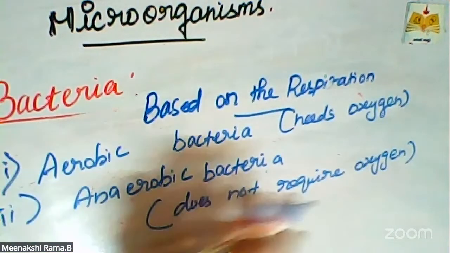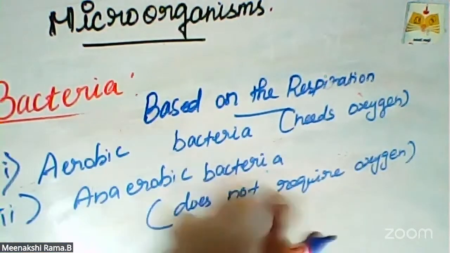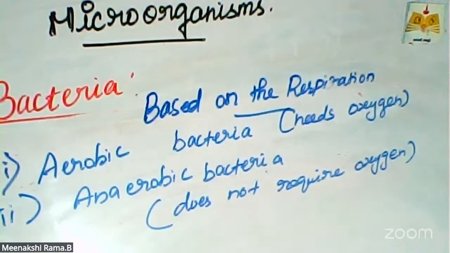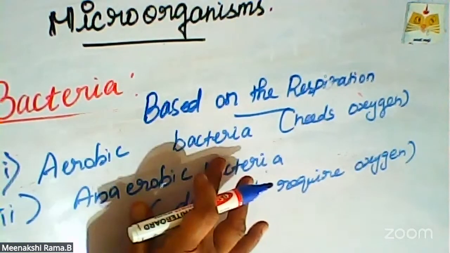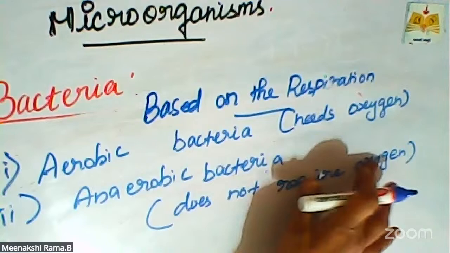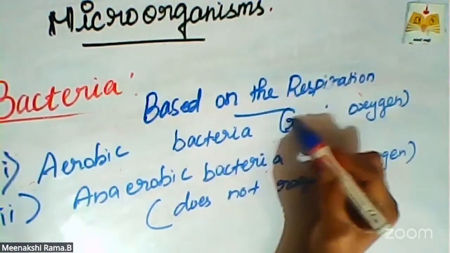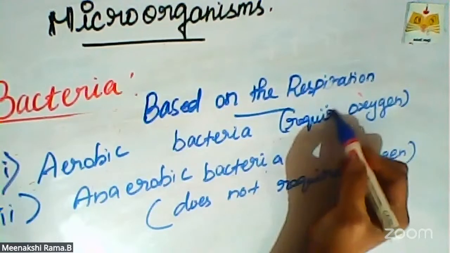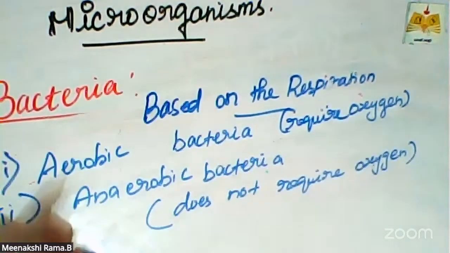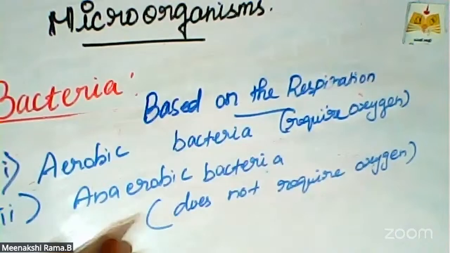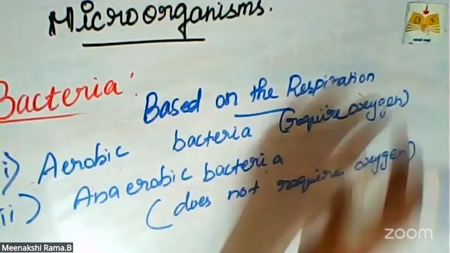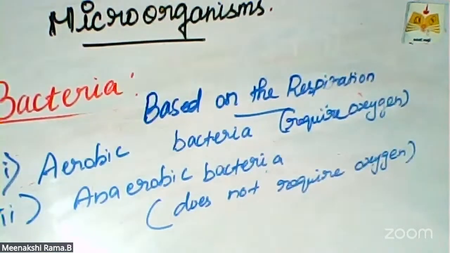One is aerobic bacteria, another one is anaerobic bacteria. Aerobic bacteria need oxygen for respiration. Okay, they require oxygen for respiration. Anaerobic bacteria do not require the oxygen for respiration. Okay. So next is the structure of bacteria.